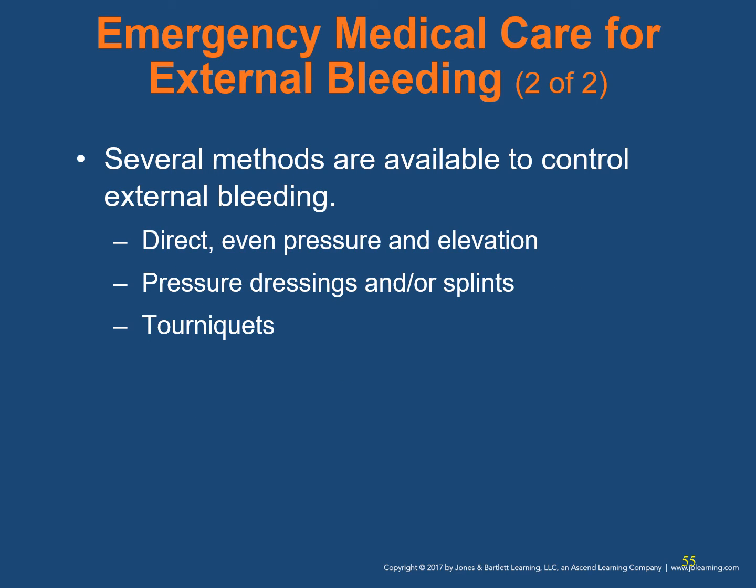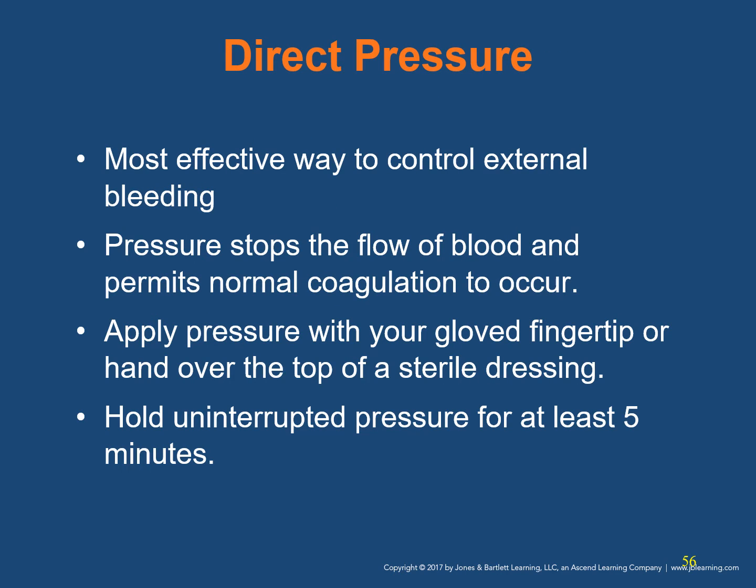Several methods are available to control external bleeding: direct pressure, pressure dressings and/or splints, and tourniquets. Direct pressure is the most effective way to control external bleeding. Pressure stops the flow of blood and permits normal coagulation to occur. Apply pressure with your gloved fingertip or hand over the top of a sterile dressing.